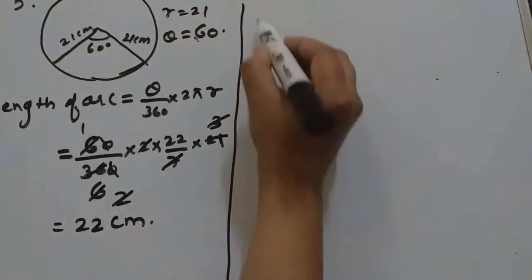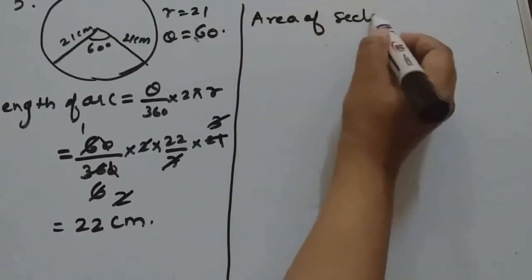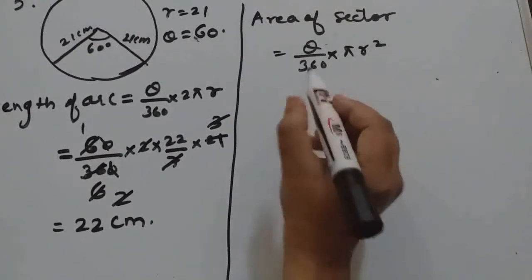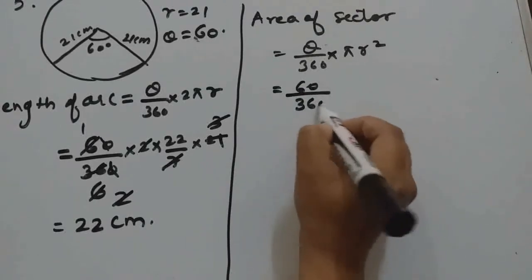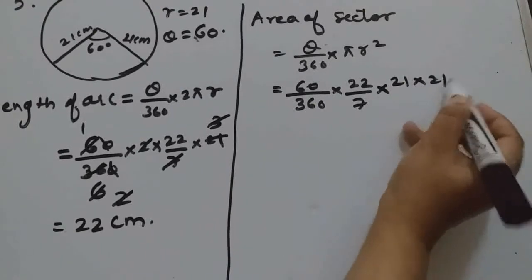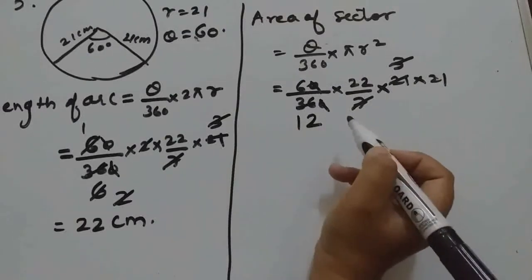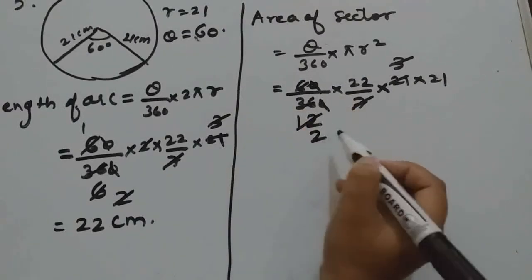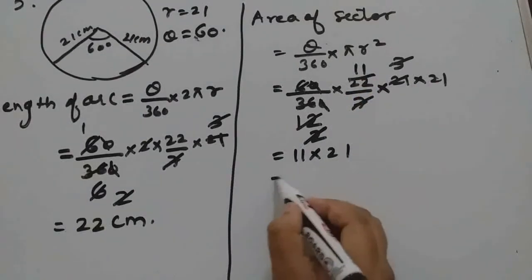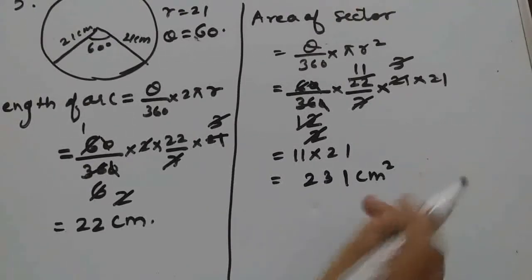Now to find area of sector. Area of sector is also asked. So area of sector means theta by 360 into pi r square. So theta is 60 by 360 into pi is 22/7. R is 21 into 21. So this will go, 7 3s are 21, 3 2s are 6. Okay, then again 6 with 6 it will go. Then so 11 into 21. So we can write 231 centimeter square is the area of the sector.